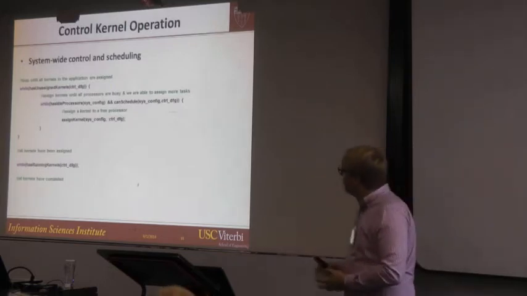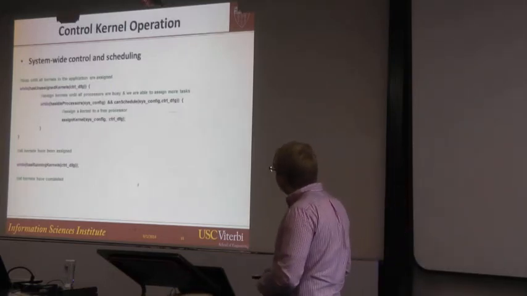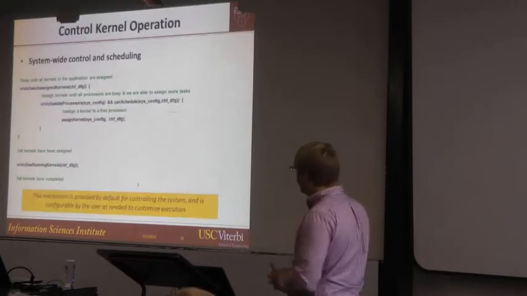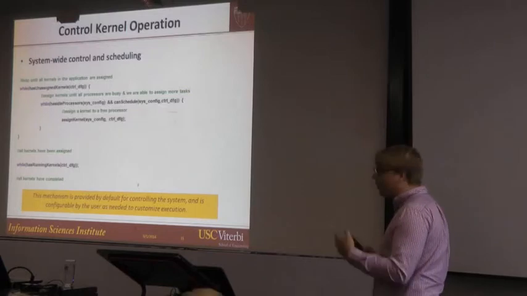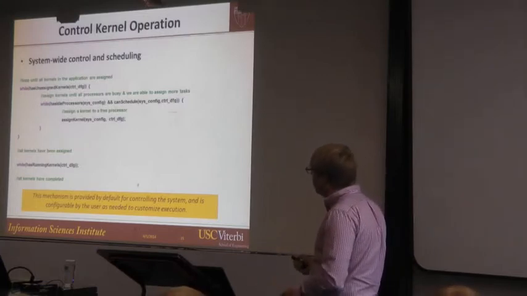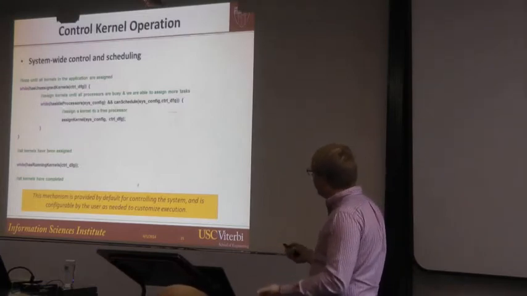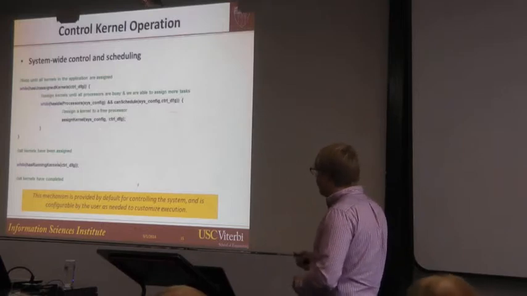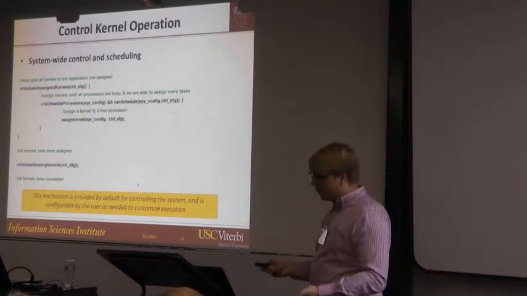The control kernel uses this simple mechanism that's provided by us as default, but it's something that could be configured by the user if they need a different approach. Control kernel comes in, checks if there's any unassigned kernels, and then if there's processors that are available, it can schedule them and then actually launch that kernel. And then the control kernel lives until all the kernels have completed.